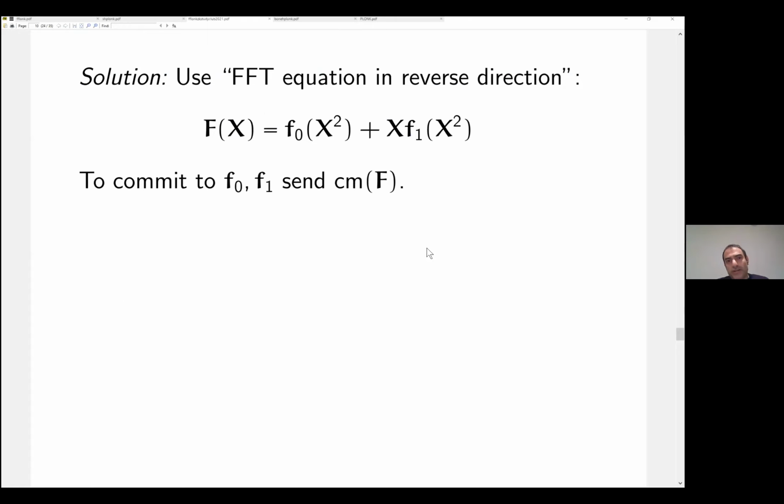So the solution is to use the FFT equation in the reverse direction. We'll define this capital F to be the polynomial f0 of x squared plus x times f1 of x squared. Reverse direction, because usually we start from f and decompose it down to f0 and f1, and here we're doing the other thing. And to commit to f0 and f1, we will just send the KZG commitment to this capital F.